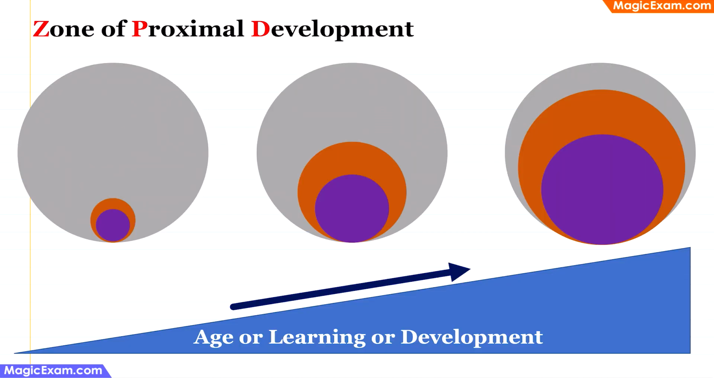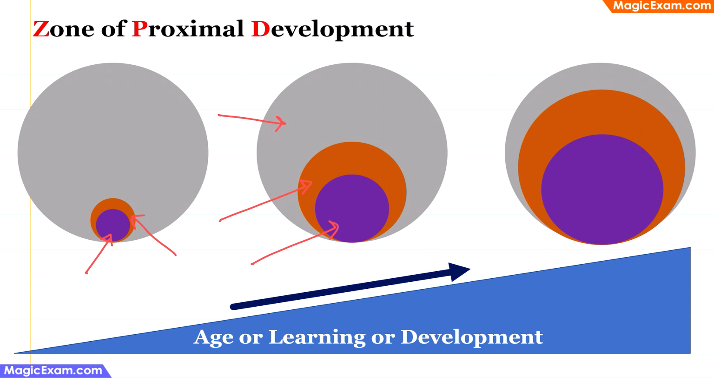If we look at how the zone of proximal development evolves over the lifetime of a person, when the person is a child, there are very few activities that the child can do independently, and there are very few activities that the child can do even with some help. As the child grows and develops, the number of activities that the child can do independently will also increase, and the number of activities that the child or the person can do with some help will also increase. And the number of activities that the child or the person cannot do will start shrinking.